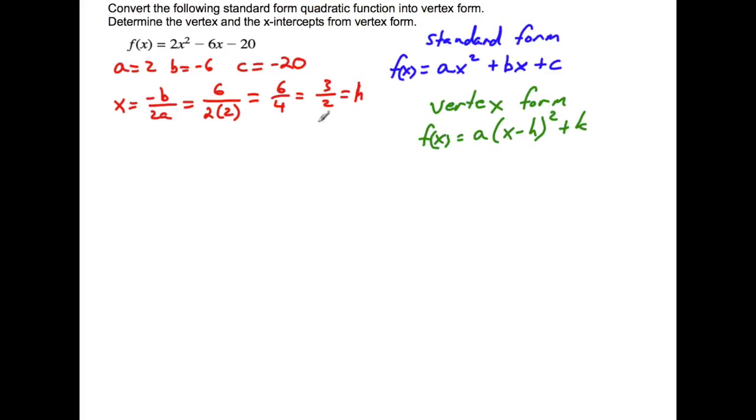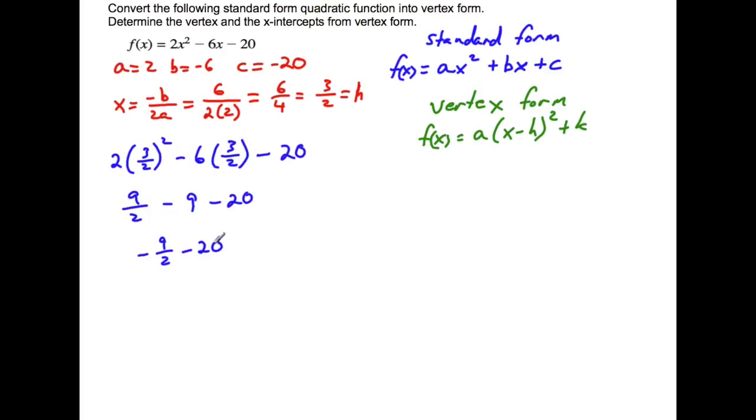The way we find our k is to plug h into the standard form function. -49 over 2. And this is our k value. Okay, so I've got h and I've got k. Don't worry too much about the fractions. These seem kind of awkward. I leave them as fractions because I think the multiplication is easier that way. Just try to follow along with the process. Don't get bogged down with the fractions.